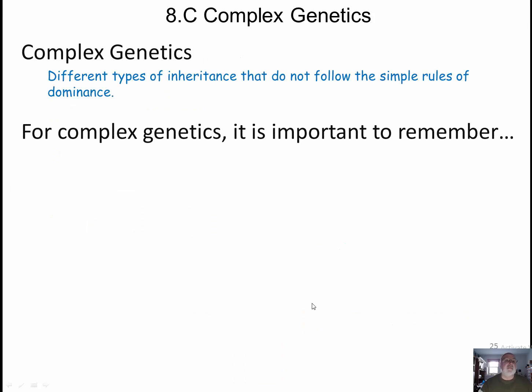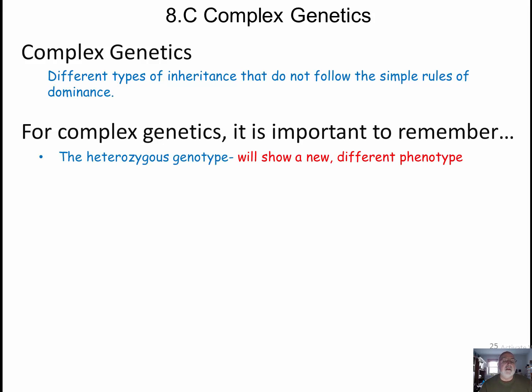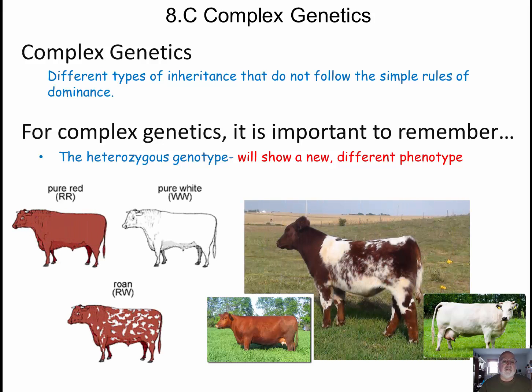Complex genetics: different types of inheritance that do not follow the simple rules of dominance. For complex genetics, it is important to remember that a heterozygous genotype will show a new and different type of phenotype. So it won't be masked over completely, or it'll actually be changed into a different kind. An example of this would be red cows, which are RR, and white cows, WW. Both are going to be purebreds, both are going to be dominant purebreds. And then we have the roan cow.